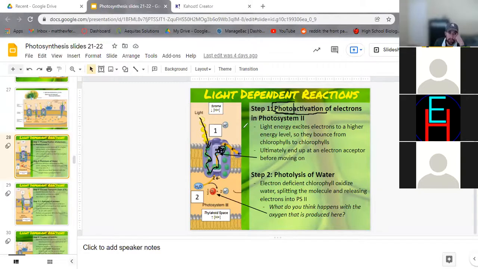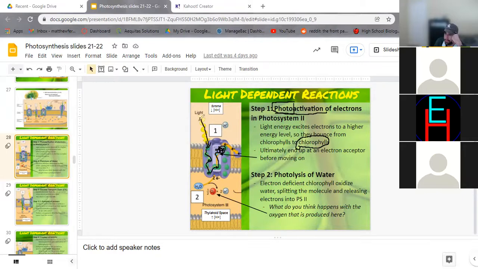So step 1, very simple. Energy from the light excites electrons in chlorophyll, and they bounce around and end up at this electron acceptor. Step 2 is the photolysis of water. So we said prefix photo refers to light. Root word lysis or lyse refers to cutting or breaking. And so the photolysis of water is the cutting of water using light energy.